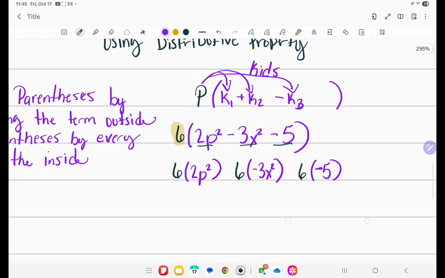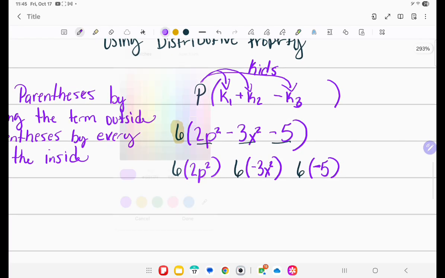Now, to show me your steps, you are multiplying each child by the parent term. When you multiply, you only multiply the coefficients or constants, though. So you only multiply 6 times 2. What is that? 12. And what kind of clothes they had on? P squared. You got to tell me the clothes. You got to be exact with it.